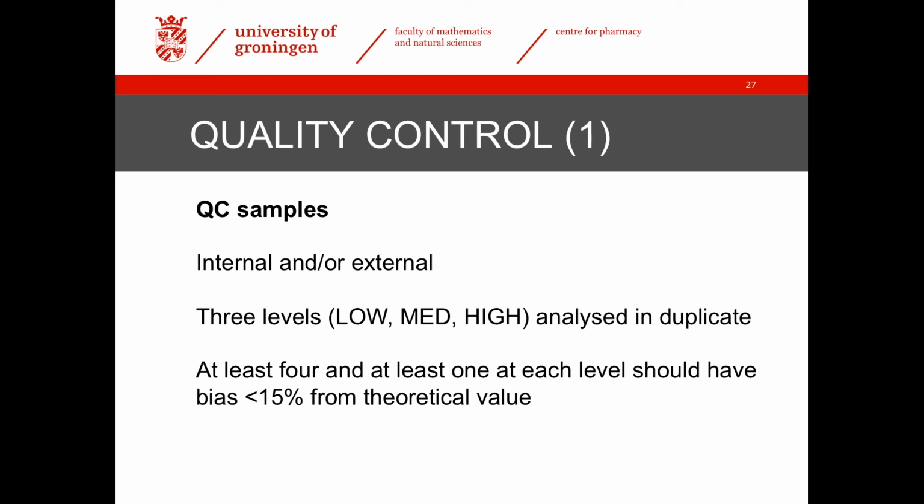After completion of a validation, a method can be used to analyze clinical samples. During this application of a method, quality control samples at 3 levels are included in duplicate. The method is considered reliable if at least 4 out of these 6 QC results have a bias below 15% from the theoretical or true value, and at each of the 3 concentrations this has to be at least 1. If this is the case, we accept all results of the study samples in this run. If not, they have to be rejected and the analysis has to be repeated.